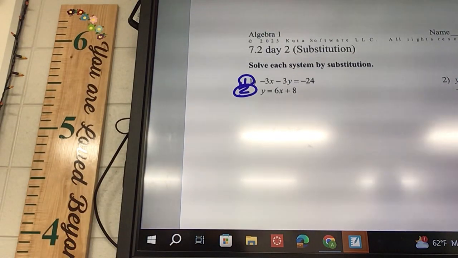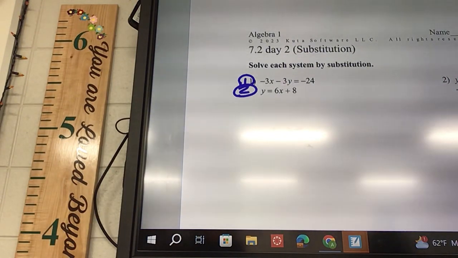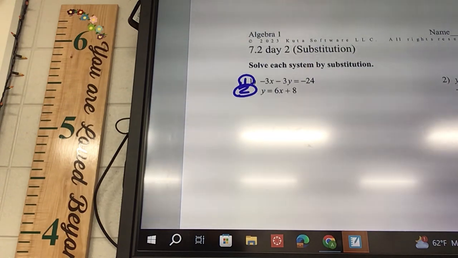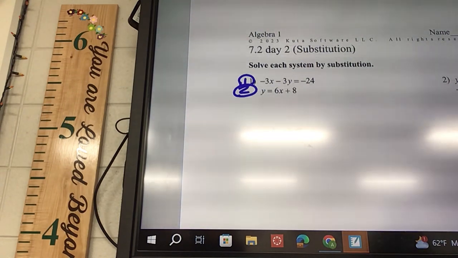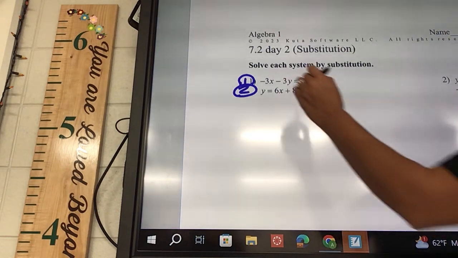Okay, so out of equation 1 and equation 2, which one starts with y equals? 2. Okay, so that's the one that we're going to circle. Okay, so we're going to circle this one.